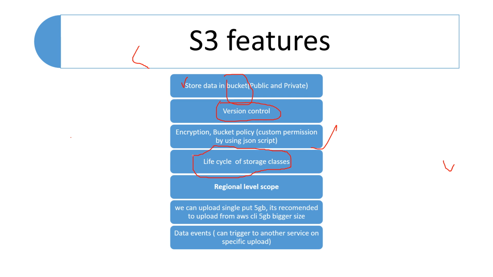Now, for bucket policy, you can make a small point: bucket policy is a custom permission using a JSON script. What script are you going to use? JSON. I'll show you what JSON is. But you say, when you want to define your own custom policy, you use bucket policy by using a JSON script.